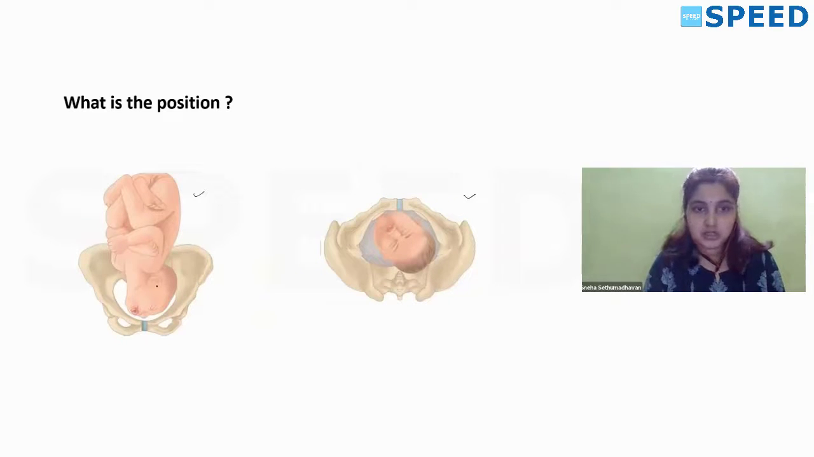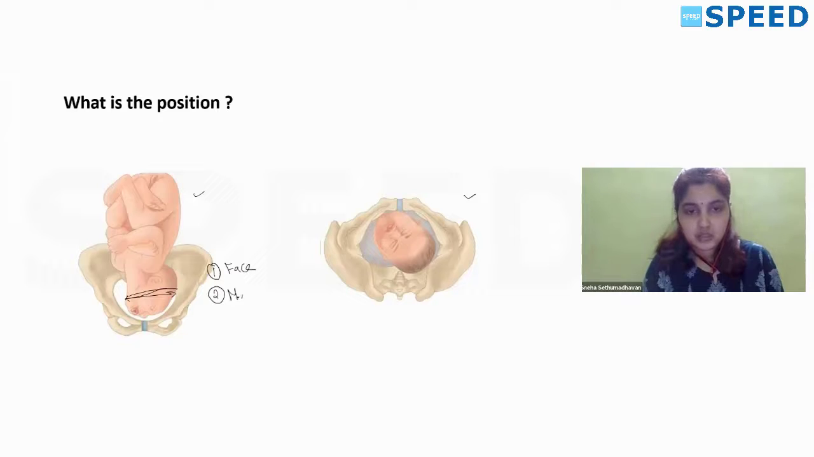So if you can notice here, the presentation is from the mentum to the anterior fontanelle. So this is face presentation. And for face presentation, the denominator, as we saw earlier, will be mentum. Okay. This is mother's left side, right side, and left side. Now let's see where the mentum is.